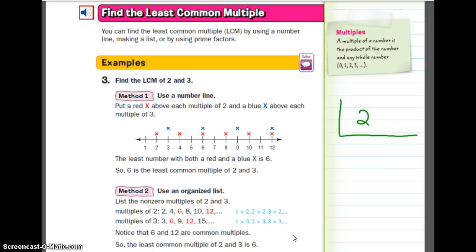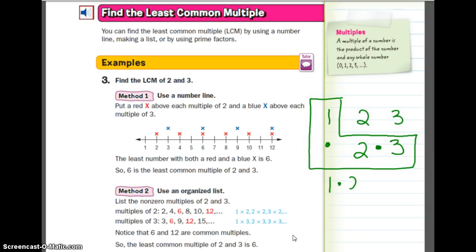So we have 2 and 3. We know that they're both prime, so 1 is the only number that they have in common. And we write down 1 goes into 2 2 times, 1 goes into 3 3 times. Now, the cool thing about least common multiple is that you make an L. Does everybody see my L? These all get multiplied together. So we have 1 times 2 times 3, which is 6. So we know that the least common multiple of 2 and 3 is 6.